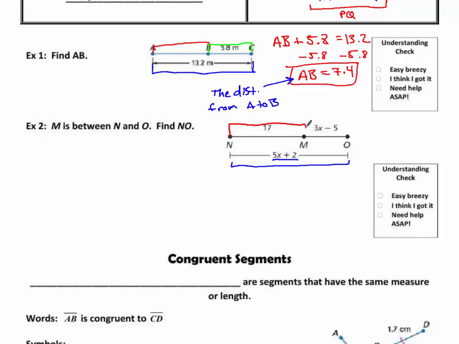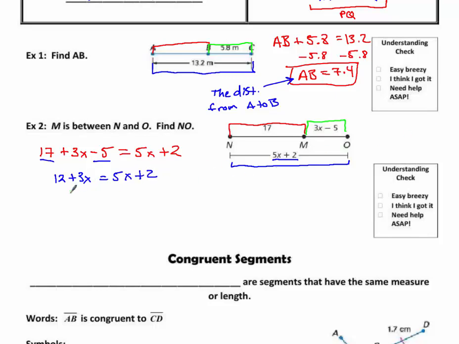So hopefully you're starting to see that N to M plus M to O would have to equal N to O. So we're just going to write out exactly what we see here, that 17 plus 3x minus 5 has to equal 5x plus 2. And so this is a typical algebra problem like we practiced the last week. We're going to start to combine things first. So now we have 12 plus 3x equals 5x plus 2.